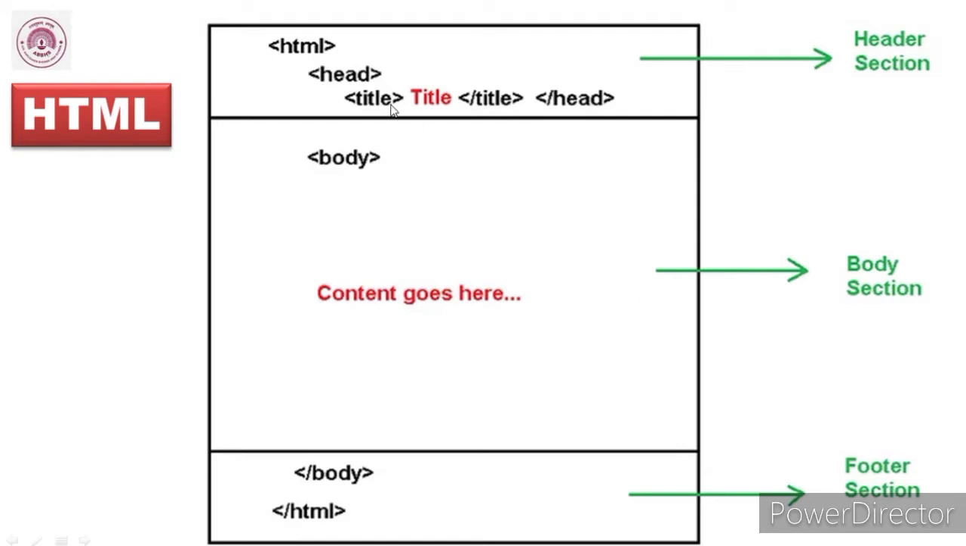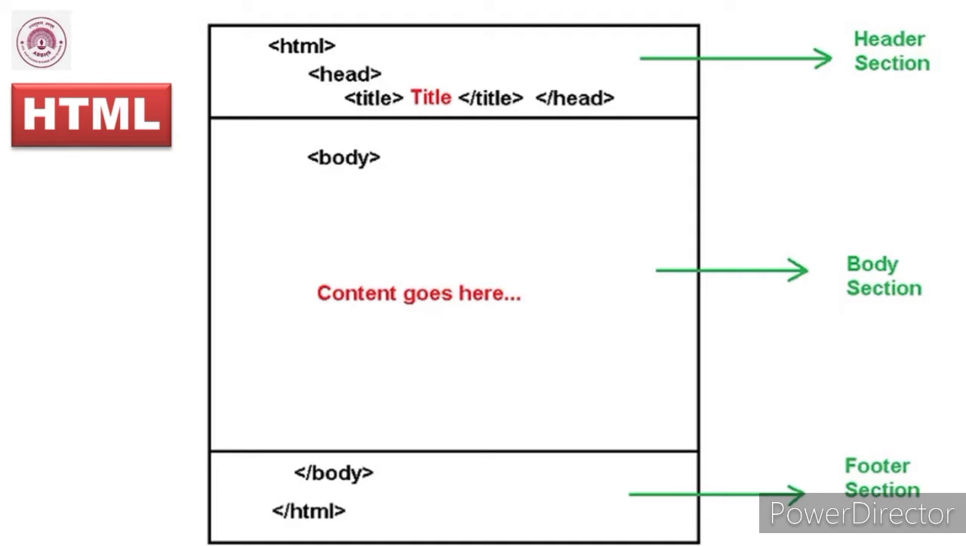Now the head section displays the title, which describes the information of the document. The text written in this section is not visible on the web page. The only tag required between the head tags is the title tag. Here is a head tag, here is a head tag, and the title tag is just in between the head tags. Now the title is displayed on the tab of the browser of the page.